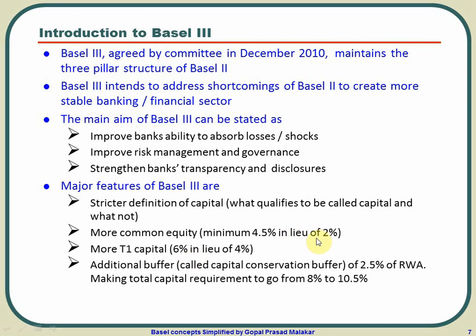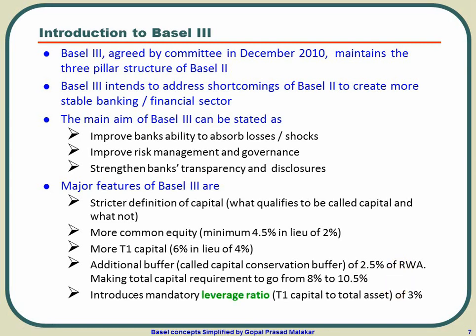It introduced one more term, called the capital conservation buffer, of 2.5% of the risk-weighted asset. Due to this, in Basel II, all said and done, you are keeping 8% of the total risk-weighted asset as the required capital. That became 10.5% in Basel III because you are keeping an additional 2.5%.